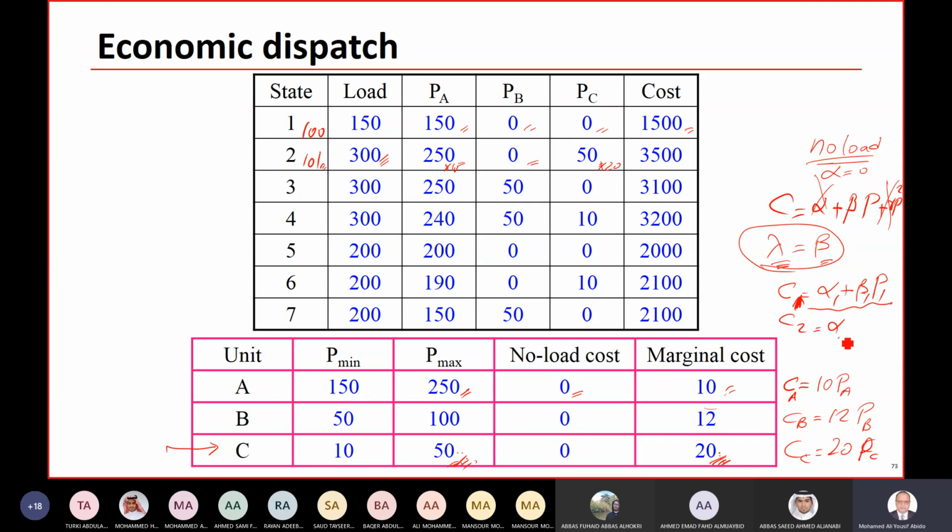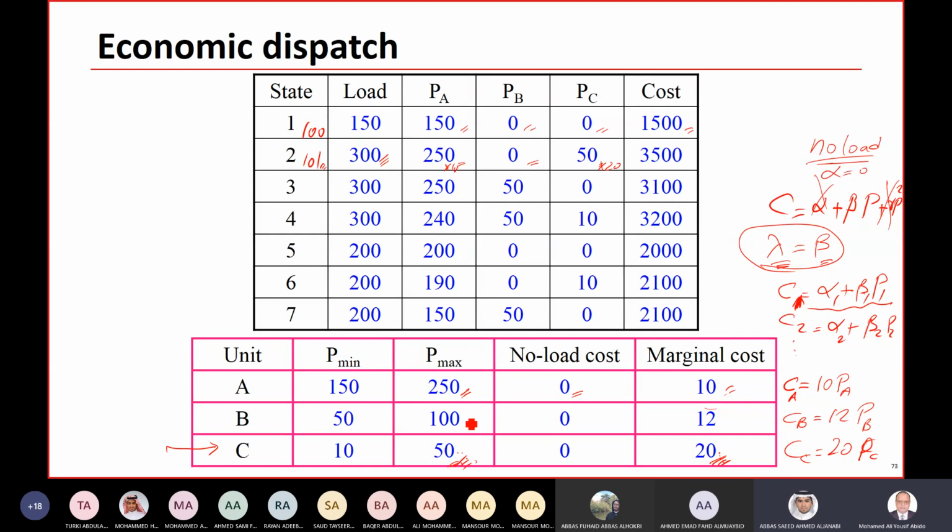And for C2, alpha 2 plus beta 2, B2, and so on for others. So in this case, you can identify which machine gives you the minimum cost, and you load it first. Okay. So filling the cheaper machine first, and then set the other two at minimum.